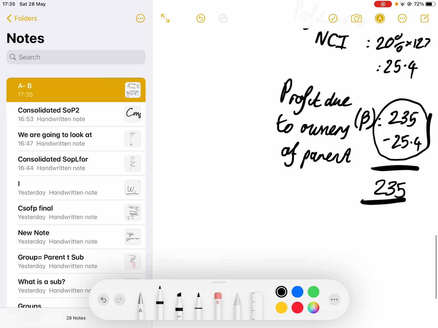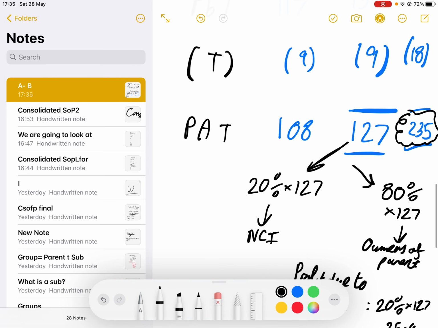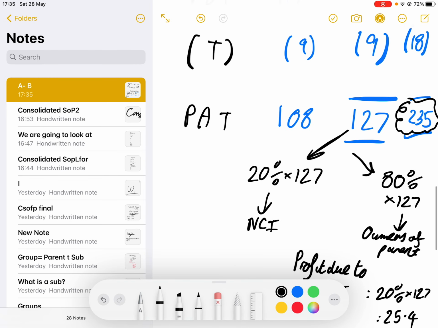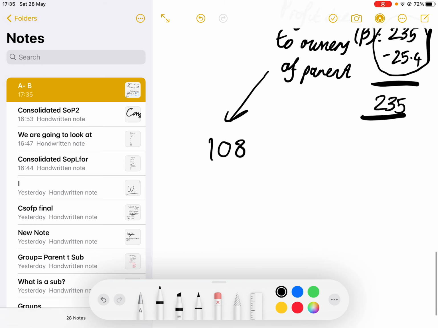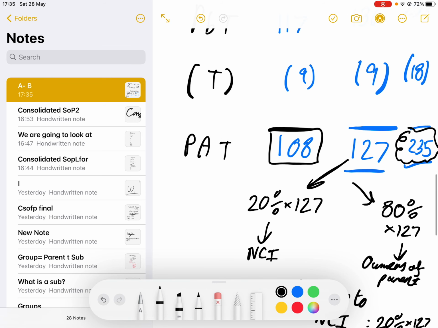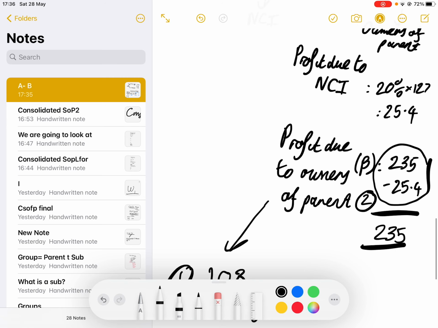Now, this figure you can calculate through another method, but it's much more long-winded. What you could actually do is you could also do the 108, which is due to the parent, plus 80% of the 127, and you'd get the same result. This result 1 would be the same as result 2. So 2 is actually the easier method to do. So it's easier to work out profit due to NCI and then this figure.